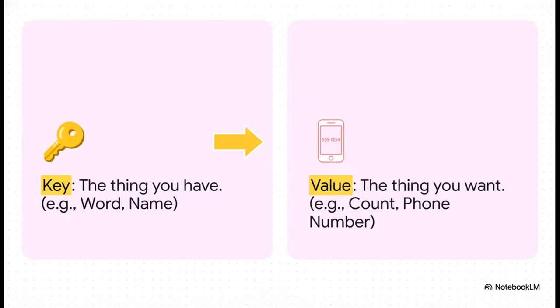And this connection is so simple. It links a key, which is the thing you have, like a word, to a value, which is the thing you want, like its count. It's just like a phone book, you know? The key is a person's name, and the value is their phone number. You don't search the whole book, you just look up the name and get the number instantly.